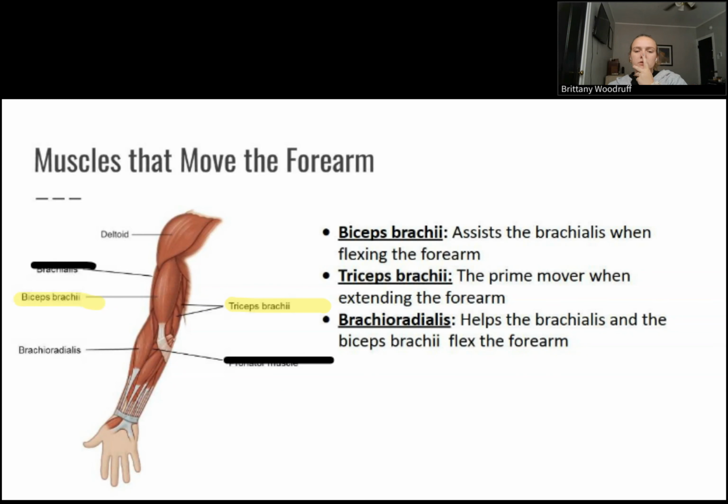In opposition to those, you have your triceps. Your biceps are up here, your triceps are in the back here. So when your biceps are contracting, your triceps are the ones relaxing. Biceps contract, triceps relax.